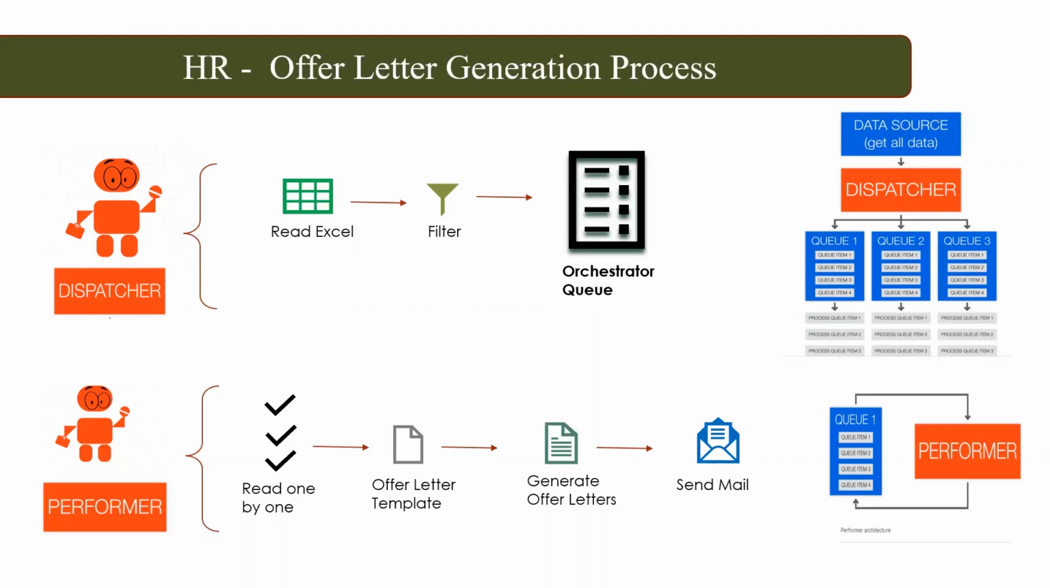Now, if I club everything in a single robot, what would happen? I won't be able to scale it. So that's why we are dividing it into dispatcher and performer. Okay. So I hope you guys are clear and you have the study material with you. So let us see how actually we can proceed.